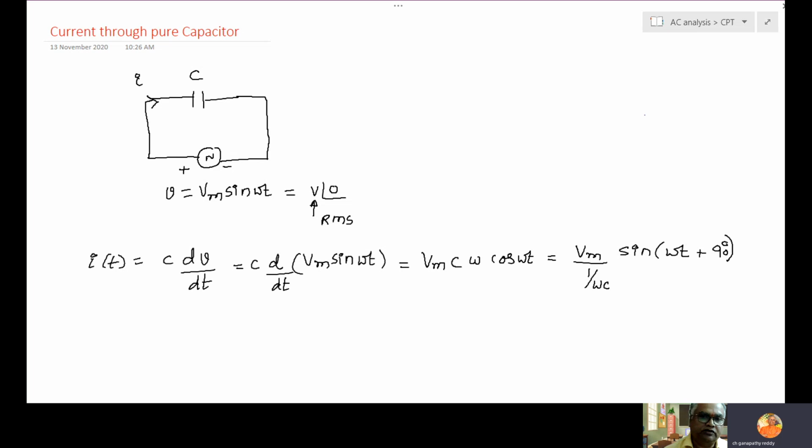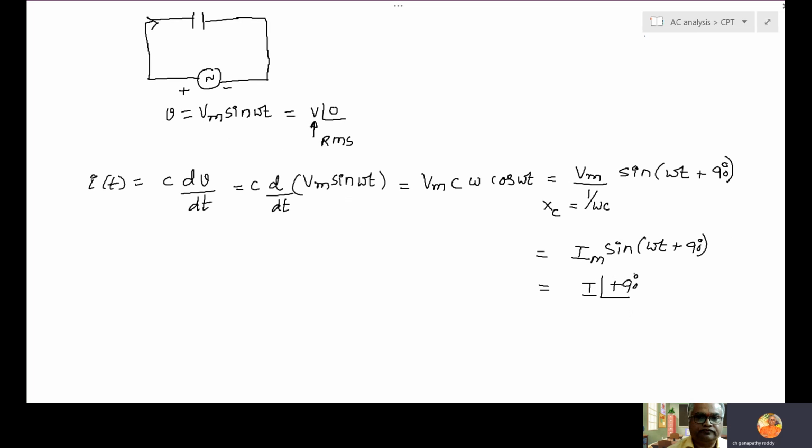Sin of 90 plus theta equals cos theta. Voltage by 1 by omega C: 1 by omega C is the capacitor reactance. The voltage by reactance is current. This is nothing but Im sin omega t plus 90 degrees. So again, if I change into phasor form, it is I of angle plus 90. Therefore current leads; plus 90 means leading.